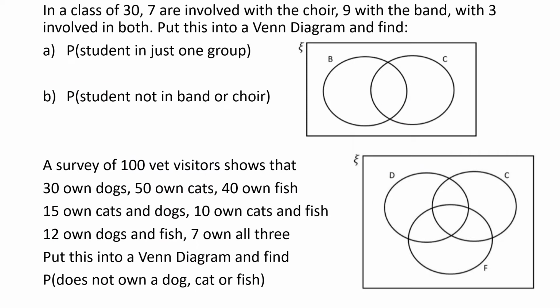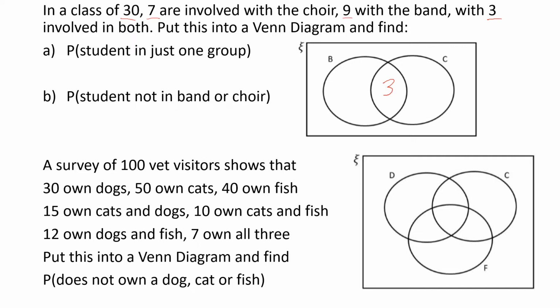So let's have a look at some examples of using Venn diagrams to find probabilities. Our first question here, we talk about a class of 30, and we're told about people that are involved in the choir, people in the band, and people that are in both. We want to put this into our Venn diagram. Now you always start with the center when you're trying to draw one of these. We've got 3 people that are involved in both band and choir, so we're going to write a 3 right in the middle, the intersection of those 2.